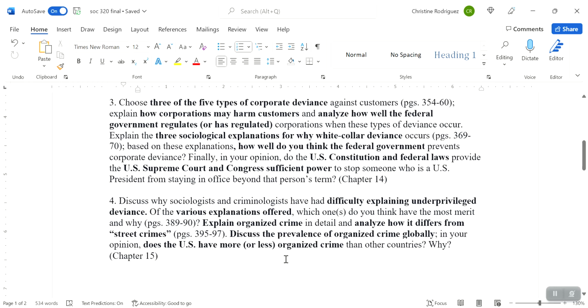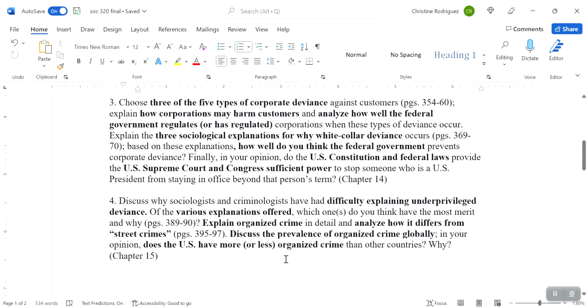Finally, in your opinion, do the U.S. Constitution and federal laws provide the U.S. Supreme Court and Congress sufficient power to stop someone who is a U.S. president from staying in office beyond that person's term? And there you go, chapter 14. And again, as always, make sure that you are supporting your statements. Don't just make a statement, explain that statement. How did you reach your conclusion? Tell me how.